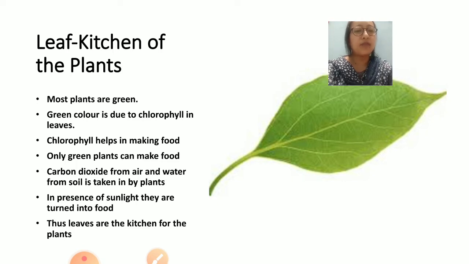Carbon dioxide from the air and water from the soil is taken by the plants, and in the presence of sunlight they turn it into food. So you can say that leaves are the kitchen for the plants.